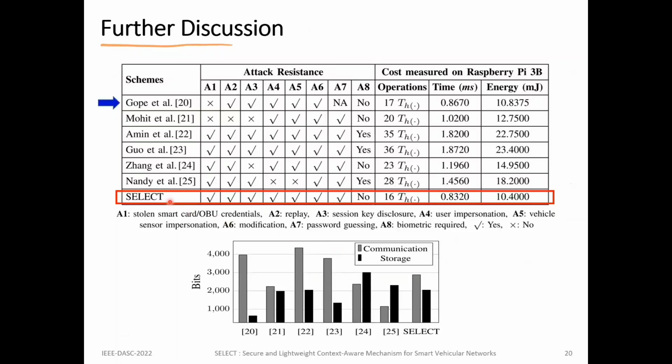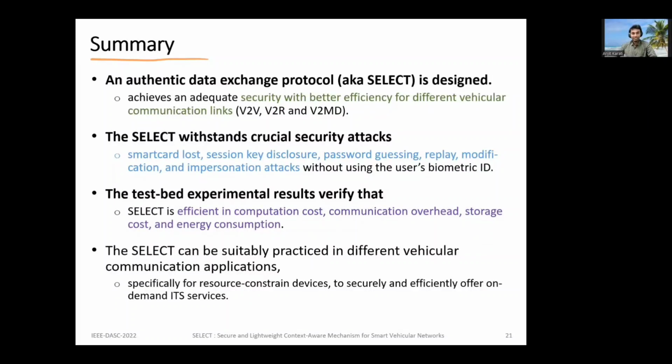So the proposed protocol resists all the security attacks and also requires less computation cost, which is very near to Gope et al. Right? So here we can see that the proposed protocol is better because Gope et al. does not support these A1 features. And also in terms of communication, it requires much higher communication cost. In summary, we have designed one effective data exchange protocol which resists a wide set of security attacks with adequate overheads.